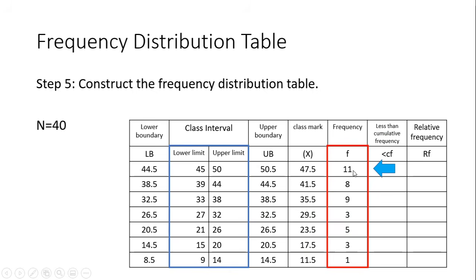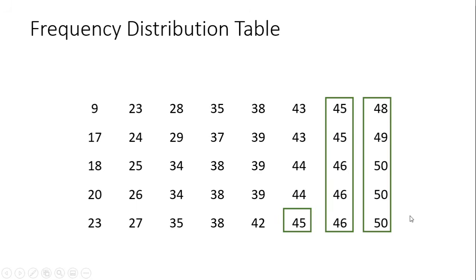Okay, so place 11. Okay, so there might be an instance in which, let's say, after identifying your upper limit, based from your data, let's say there's a person who got 51.